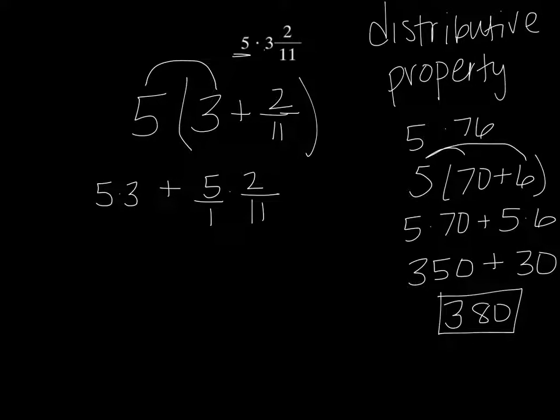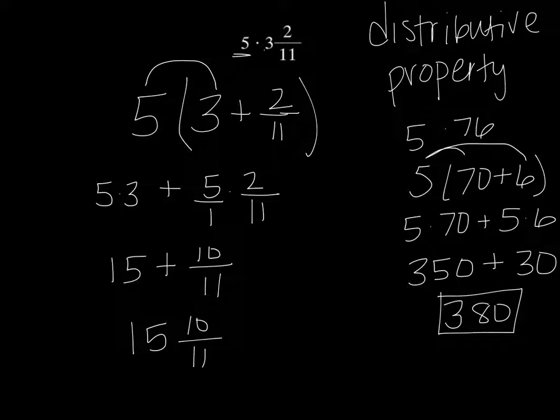So I'll start off by doing my whole numbers. 5 times 3 is 15, plus 5 times 2 is 10. 1 times 11 is 11. So then if I added those together, it would be 15 and 10/11ths. Not too bad there. Now again, the only reason you would do this is if it is a whole number multiplied by a fraction. That kind of makes things a little bit easier, hopefully. So our answer is 15 and 10/11ths here. So that really should be about it.